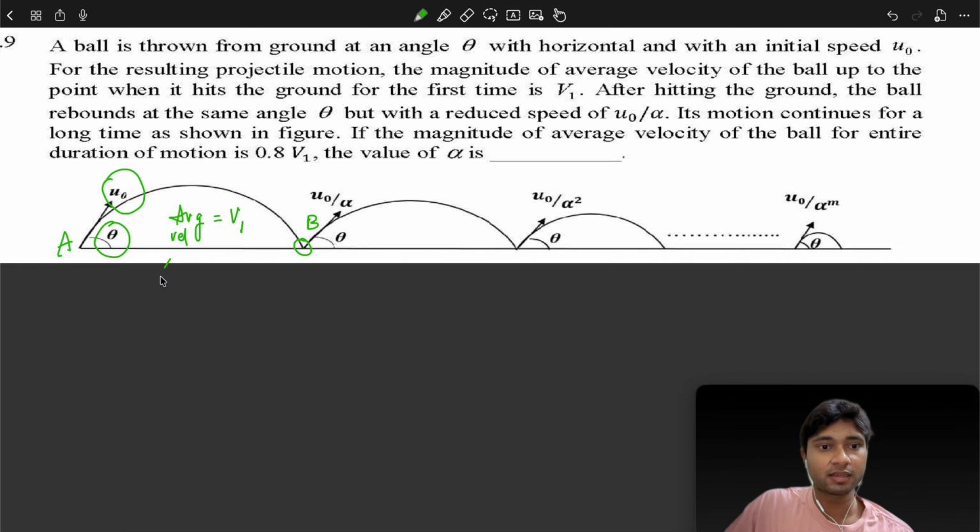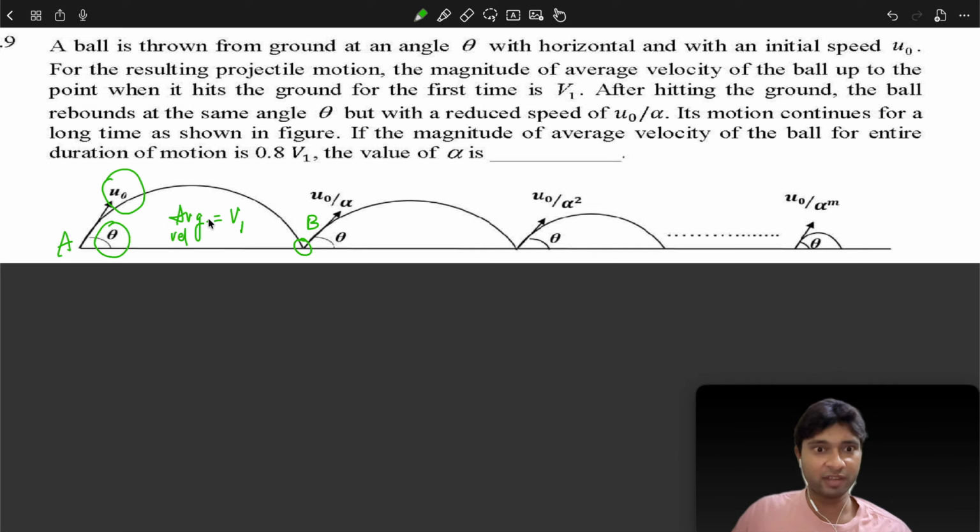After hitting the ground, the ball rebounds at same angle theta, but with a reduced speed of u0 by alpha. So this speed has been reduced by the factor alpha. Its motion continues for a long time as shown in the figure. If the magnitude of average velocity of the ball for entire duration of the motion is 0.8 v1, the value of alpha will be. So see, it's about the average velocity.